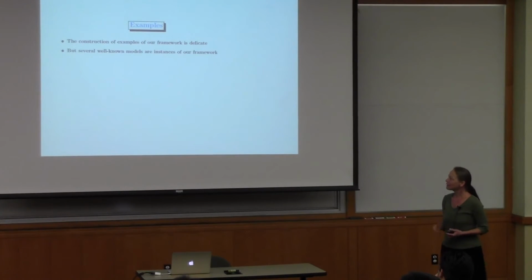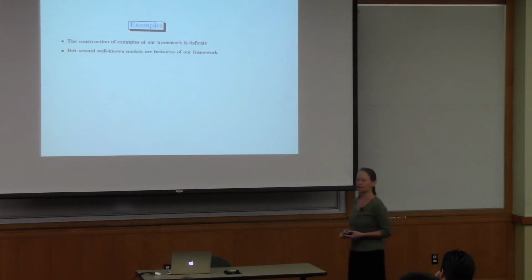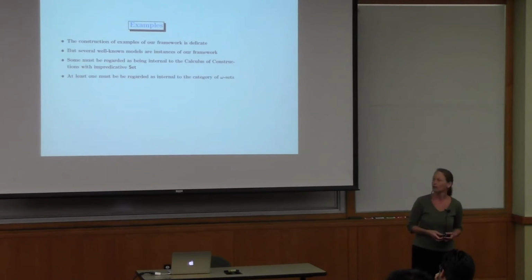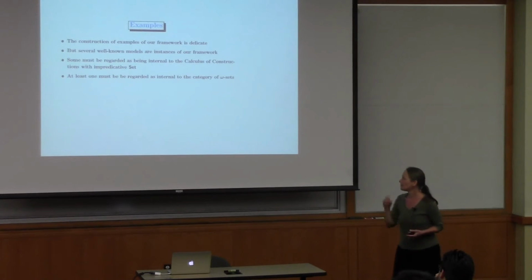Okay, so many well-known models are instances of our framework. I think I've mentioned that before. But sometimes you have to regard them as being, for example, internal to the calculus of constructions with a predicative set. So you have to work in a constructive meta theory. Or at least one of the examples that we have in the paper has to be regarded as internal to the category of omega sets.